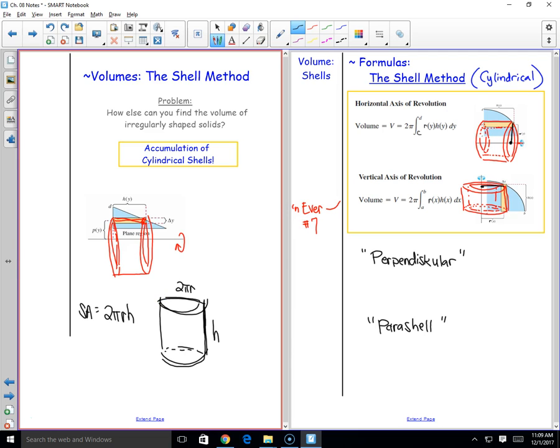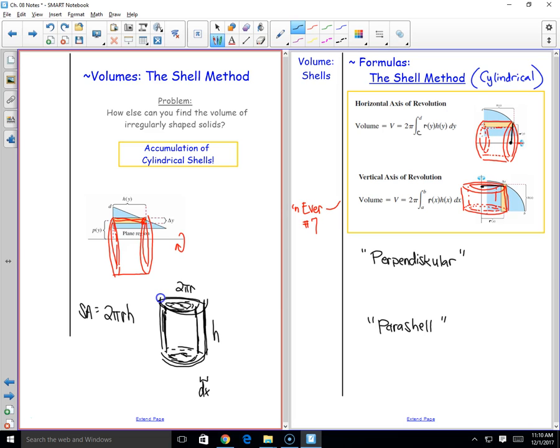Hey, what's in all your formulas? 2 pi r h, and then times a thickness. So if you give it a thickness, then all of a sudden, don't you have a shell? Because you don't have to subtract anything.